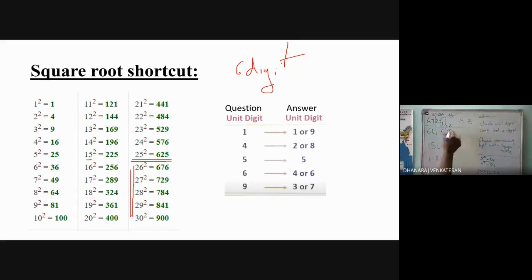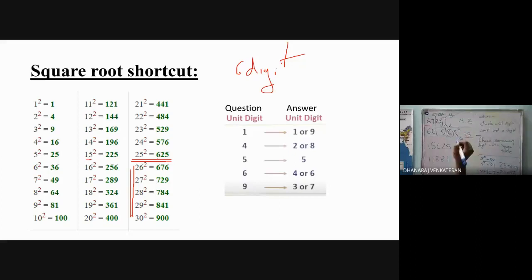Next, similarly, this one with 6 and 4. Omit the last two digits: 645 will come between 25 square, which is 625, and 26 square, which is, sorry, 676. Between these it will come. So I'll write the smaller number, 25.